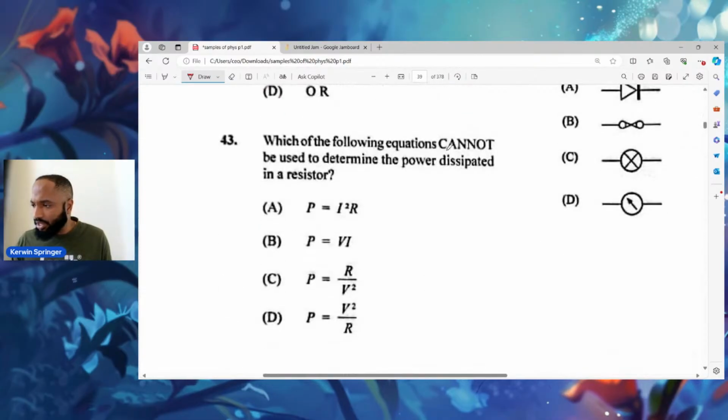Which of the following equations cannot be used to determine the power dissipated in a resistor? This one.